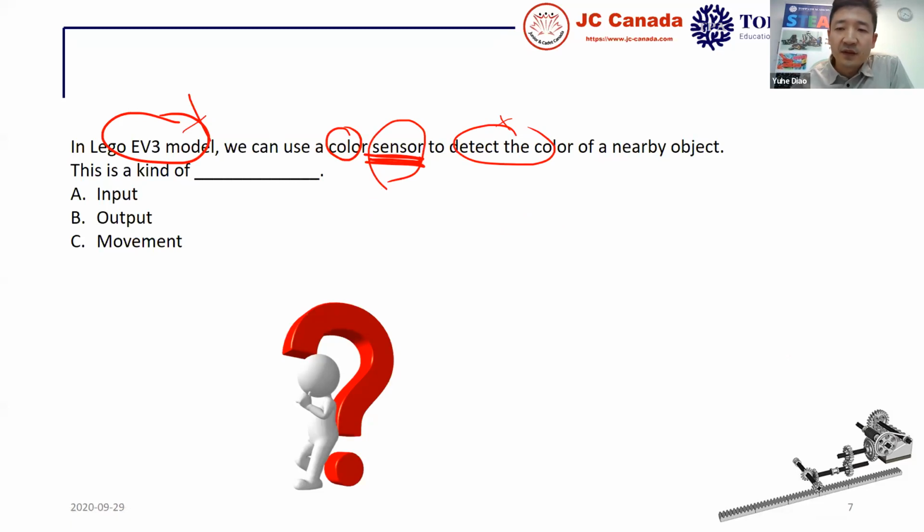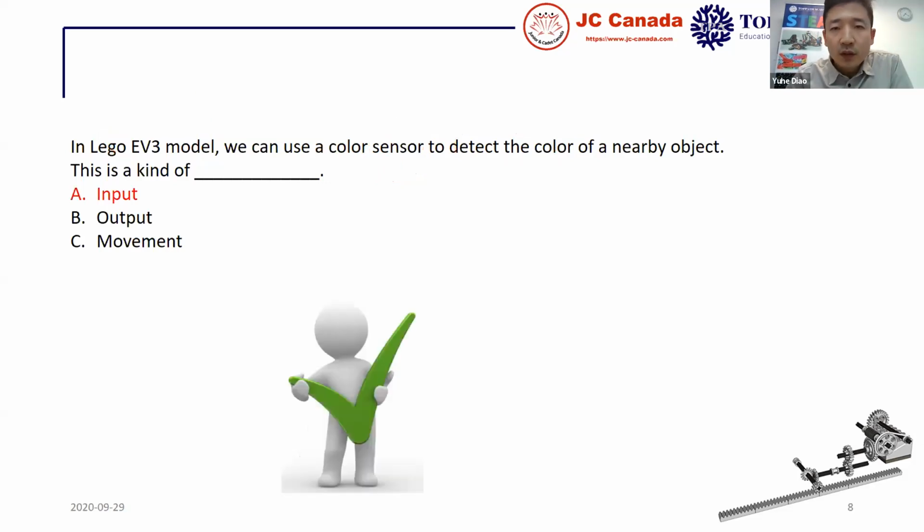So we use a sensor to collect the information, right? If you want to collect the information, this is input. Output means the machine can do something: motors, right? Move, change the color. This is output. And input means the machine can receive some information. So we use sensors to collect information. This is input.